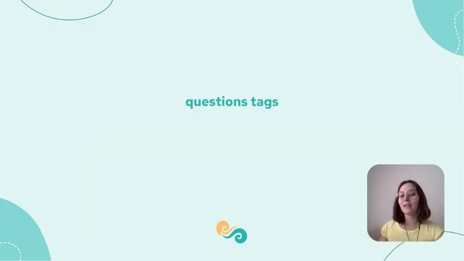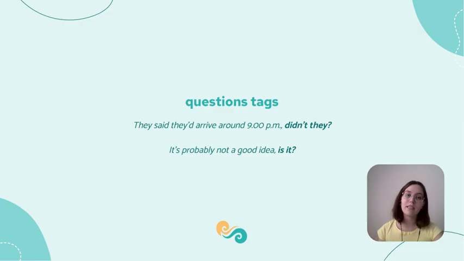So, question tags, last structure. Question tags are little questions that you find at the end of, well, questions. And they appear at the end of statements. They are a minor question in the sense that they respect this inversion. And we can use them to check information, to confirm information, to see that the other person agrees with what we're saying. So here are two examples. They say they arrived around 9 p.m., didn't they? Didn't, auxiliary, they, this inversion. And the same applies for, it's probably not a good idea, is it?